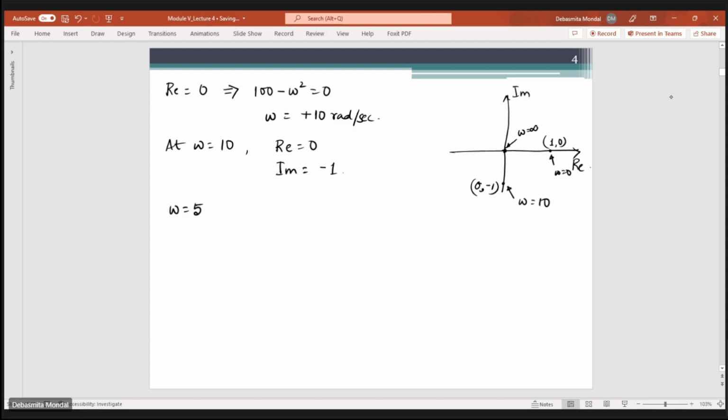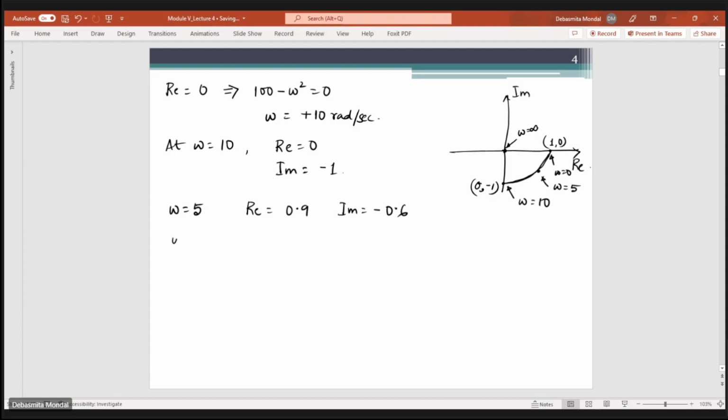Similarly, at omega equals 5, if you simply substitute, you see that the real part is equal to 0.9 and the imaginary part is equal to minus 0.6. That means it would lie somewhere over here, so this would be at omega equals 5. So you can start drawing. It will come like this, and we will make a smooth curve and join.